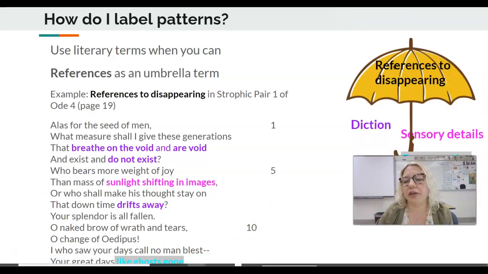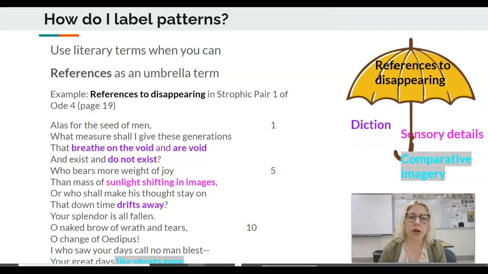How do I label the patterns is the next question, because these are what will become your paragraphs in your guided literary analysis. And so the way you label them is really important. One tip that I want to give you today is to be as specific and as precise as you can when you're analyzing each example. But when you're labeling a larger pattern, you might want to be a little bit more general. Using the word references is a great way to collect different examples that seem to fit, but aren't exactly the same kind of literary feature.